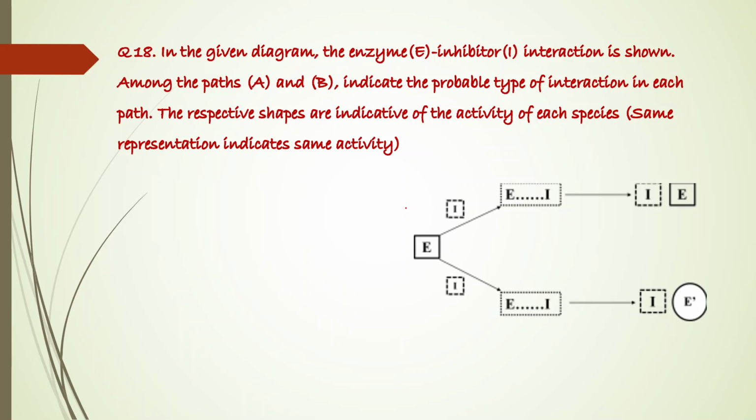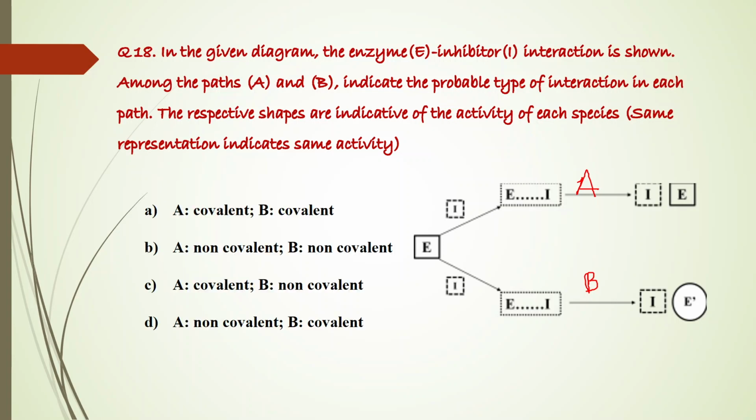It is saying, in the given diagram, the enzyme inhibitor interaction is shown among two paths, A and B. Suppose this is your A and this is your B. Indicate the probable type of interaction in each path. The respective shapes are indicative of the activity of each species. That means the same representation indicates the same activity.